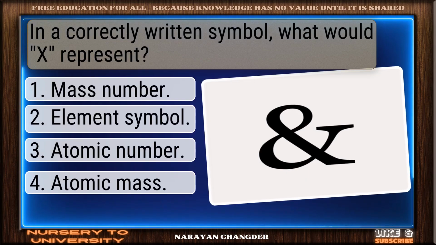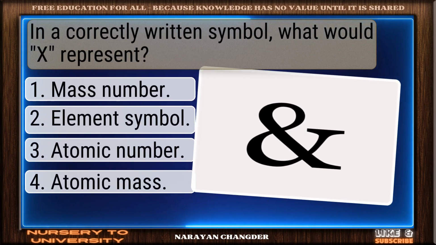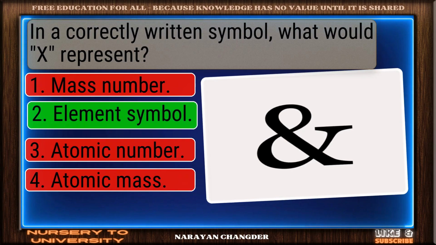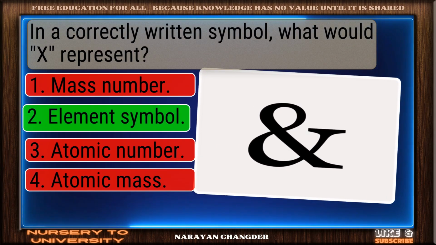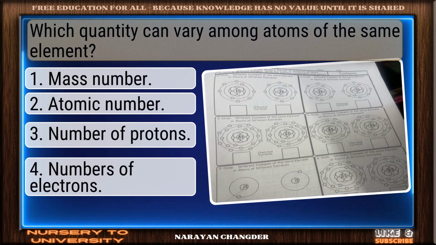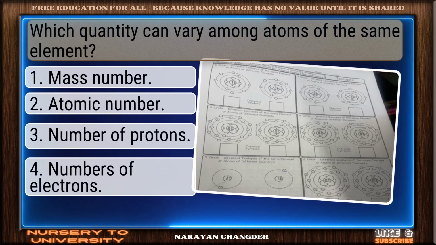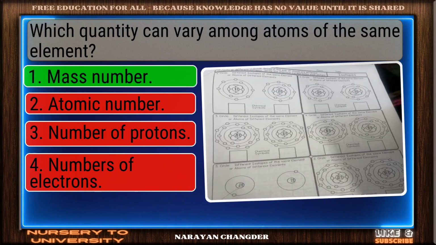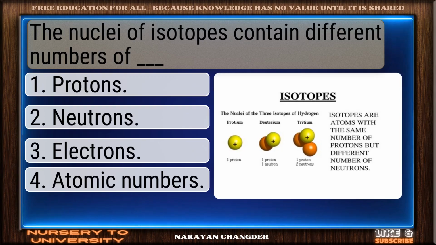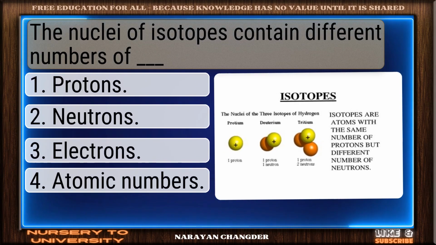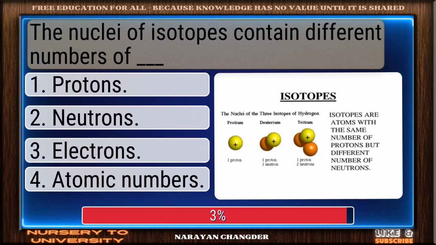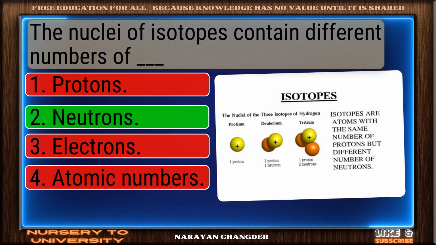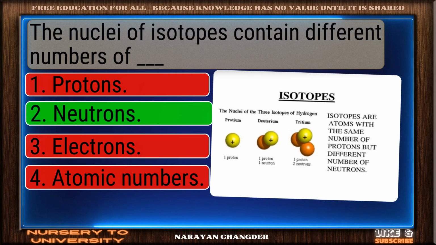In a correctly written symbol, what would X represent? Right choice. Element symbol is the best answer. Which quantity can vary among atoms of the same element? Strong choice. Mass number is the right answer. The nuclei of isotopes contain different numbers of dash. Excellent. Neutrons is a brilliant choice.